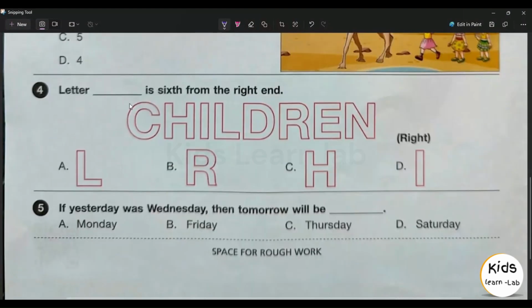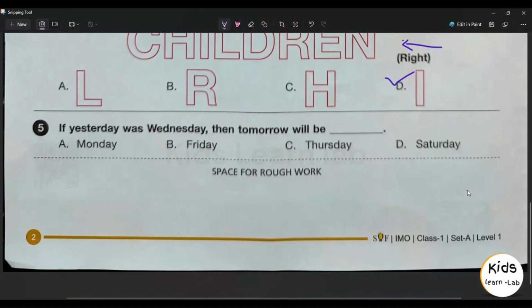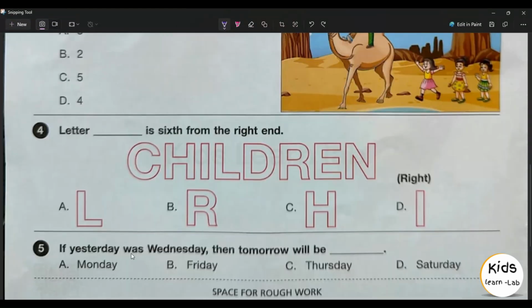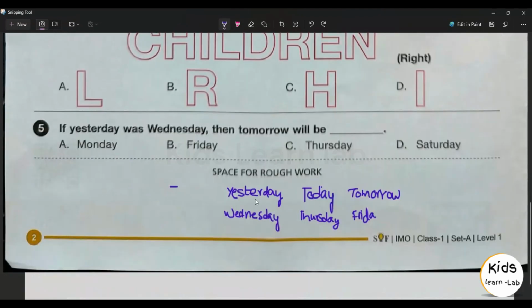Fourth question, letter dash is sixth from the right end. From the right end, 1, 2, 3, 4, 5, 6. I is sixth from the right end. Option D is the right answer. Fifth question, if yesterday was Wednesday, then tomorrow will be dash. So if yesterday was Wednesday, today will be Thursday, tomorrow will be Friday. Option B, Friday, is the right answer.